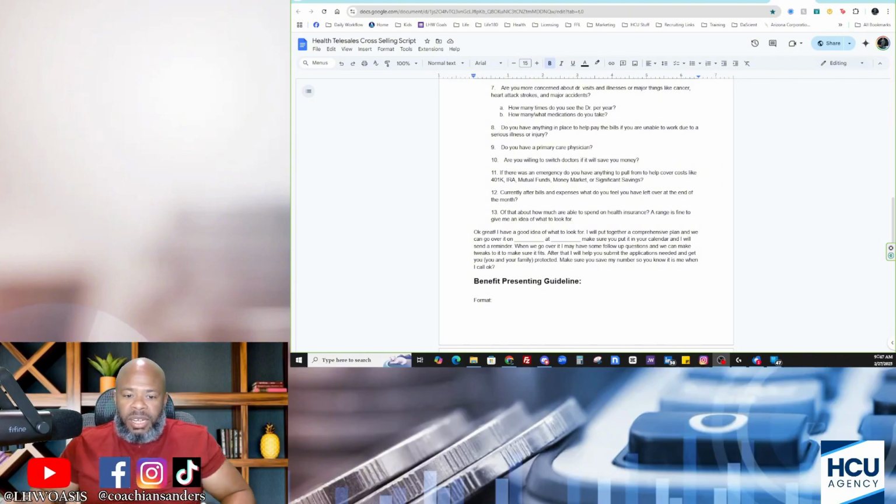Meaning, if somebody has $1,000 a month and you put them on a really basic plan for $200 a month, they may get upset about that. And if you try to put them in a $1,000 a month plan and they can only afford $50, of course they're going to get upset about that. So it's good to know.